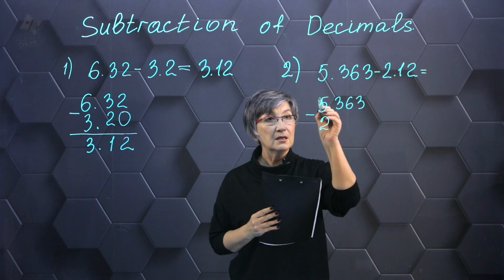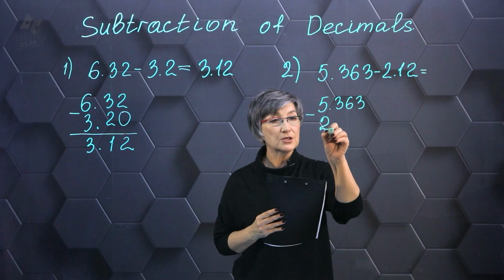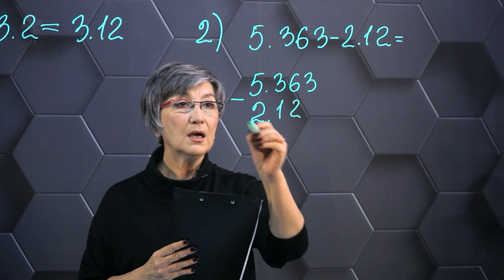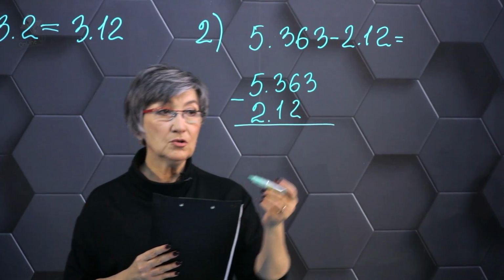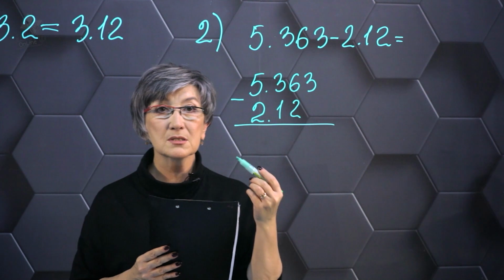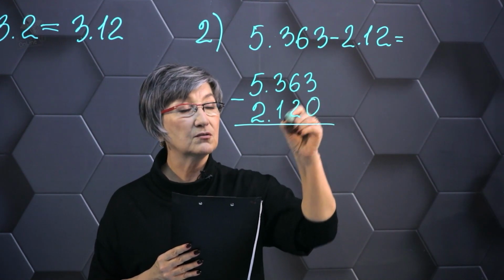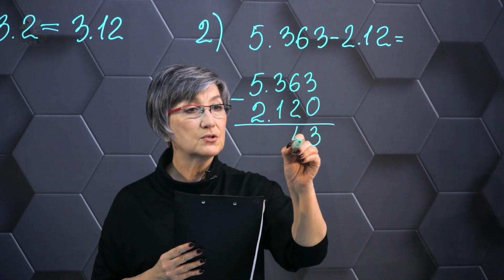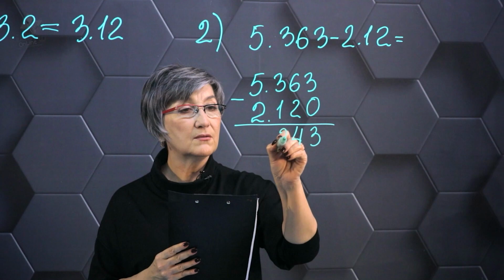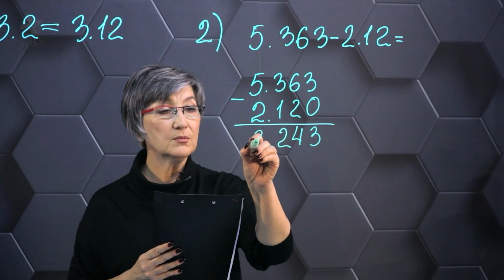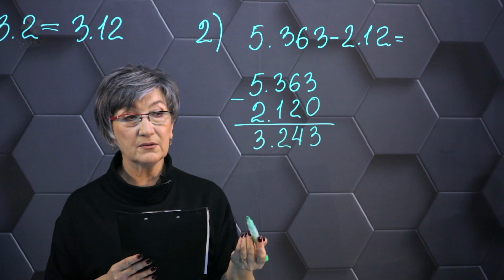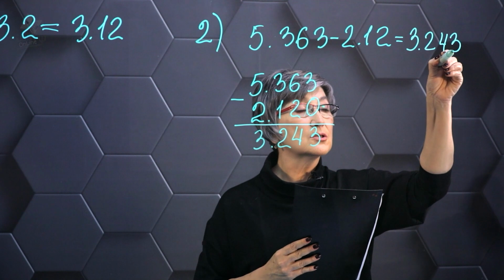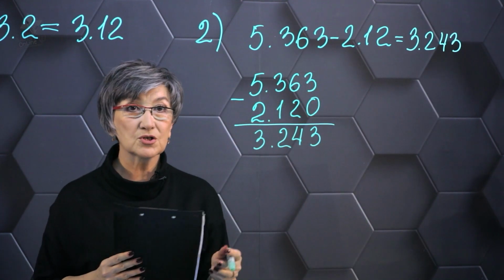Remember an important rule: whole part is written under whole part, point under point. And 12 hundredths. Again, note that there is no number under the 3, so I write 0. 3 minus 0 would be 3. From 6 subtract 2, it would be 4. 3 minus 1, 2. Point. 5 minus 2 is 3. So I ended up with an answer of 3.243. As you can see, there is nothing complicated.